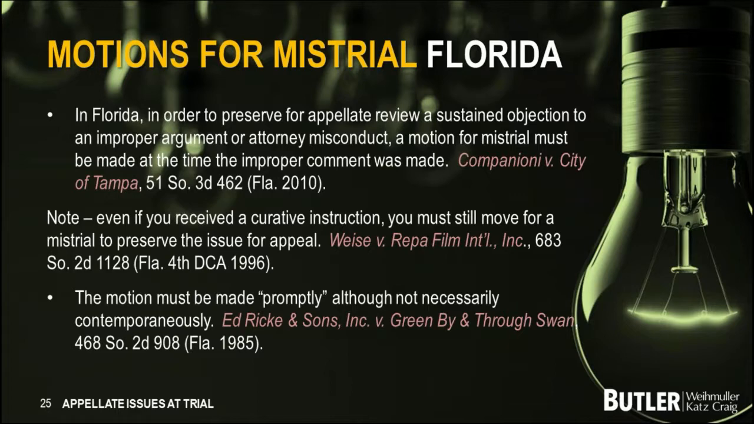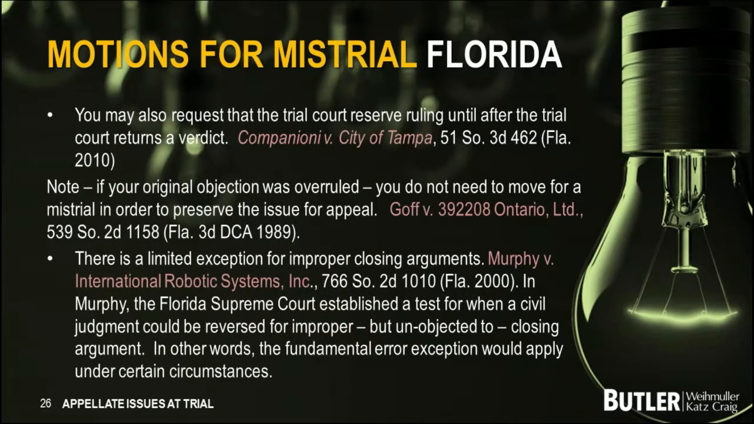There are other cases that talk about how a motion must be made promptly, although not necessarily contemporaneously. Definitely you want to err on the side of caution there in terms of timing. You may also request that the trial court reserve ruling until after the jury returns a verdict. That's again in the Campagnoni case. And keep in mind, if your original objection was overruled, you do not need to move for a mistrial in order to preserve the issue for appeal, and that's in the Goff case.